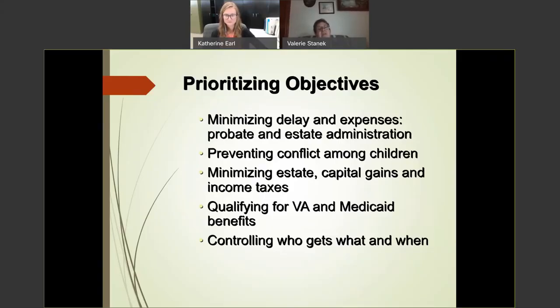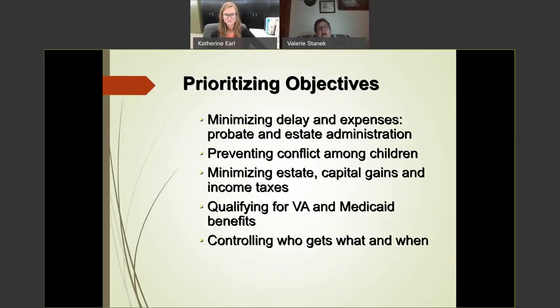Another objective is to prevent conflict among your children or your other heirs. So if I don't want my children squabbling over a particular asset, let's say that Disney stock is going to go to your little Disney princess granddaughter, and you don't want anybody else arguing about that, one way to do that is to make the stock in joint name with that child, or other ways of transferring it to the child.